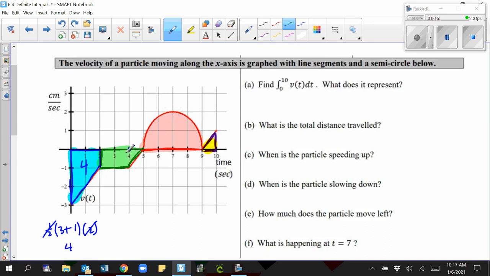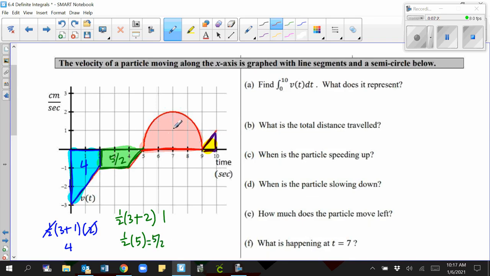Then for my next trapezoid, I'm going to have the base, which is 1, 2, 3, so 1/2 times 3 plus my other base, which is 2, times my height, which is just 1. So this time they don't cancel out. I'm going to have 1/2 times 3 plus 2 is 5. So this is going to give me 5/2.